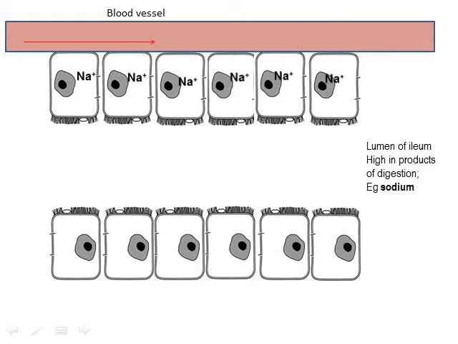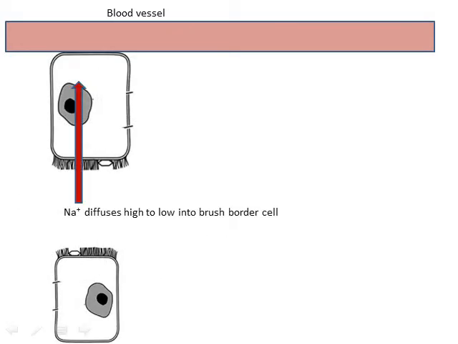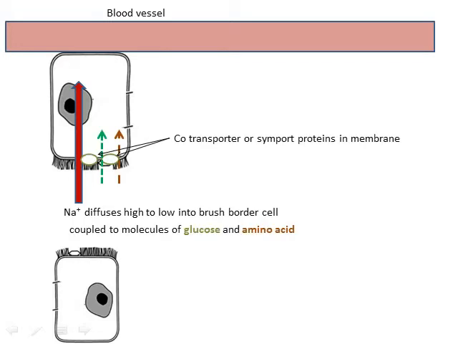Thus, the brush border cells become very low in sodium compared to the digested food in the lumen. Sodium diffuses high to low from the food into the cells. But interestingly, it also drags or co-transports glucose and amino acids into the cells with it. And this is due to special transporter proteins in the cell membranes.